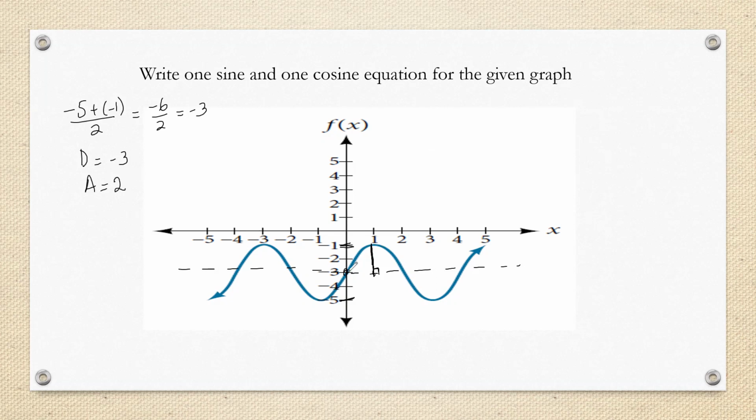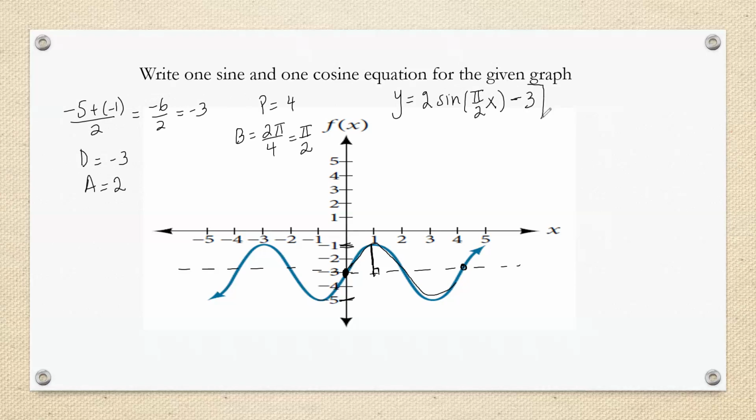And again, sine is pretty simple here. Let's figure out, because it's no phase shift, it is at the midline at 0, and one cycle is completed, looks like, in 4. So period is 4 units. So B is equal to 2 pi divided by 4, which is pi over 2. And again, no phase shift because I'm writing the sine equation first. Y equals 2 sine of pi over 2 x minus 3.